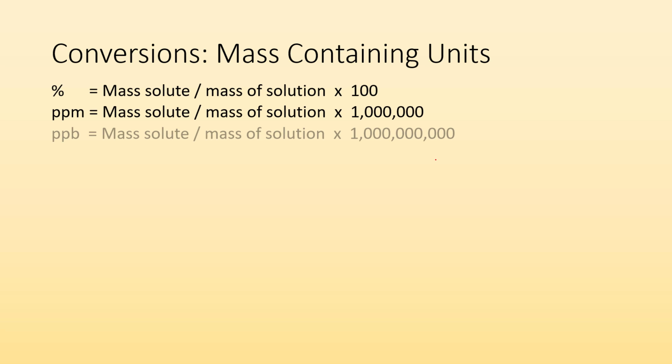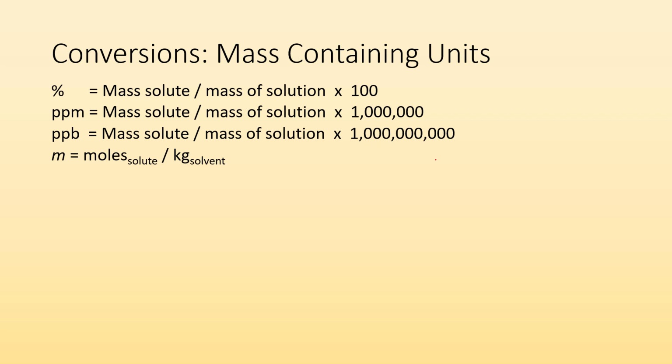All right. So conversions, mass containing units. Let's look at some of the easier conversion things first. So if I have percent, it's pretty easily converted to parts per million, pretty easily converted to parts per billion, right? All three of those start with mass of solute divided by mass of solution times some number. If it's percent, it's for every 100, right? That's percent. Miles per hour is how many miles for every hour. Percent, cent meaning like 100, it's like century. It's for every 100. Parts per million, a million. Parts per billion, a billion.